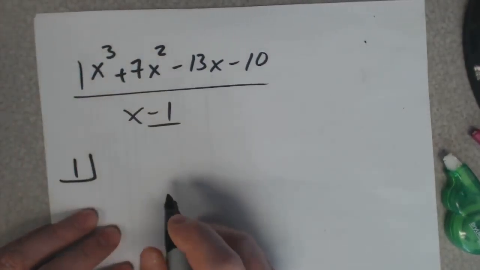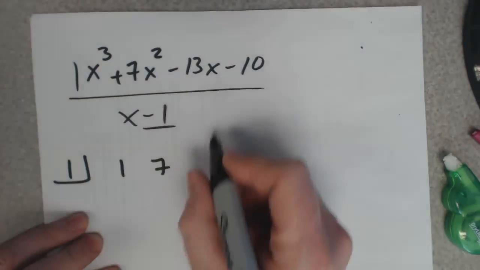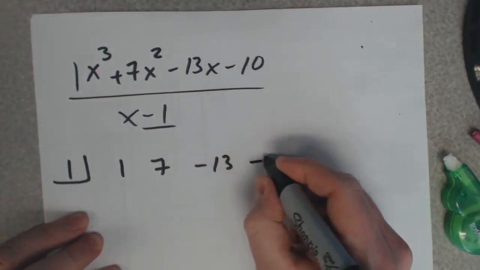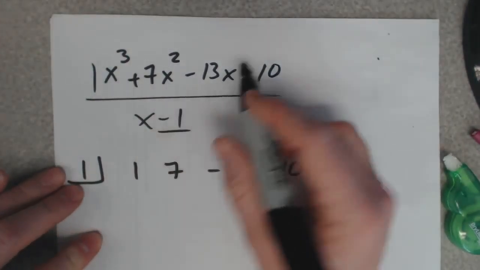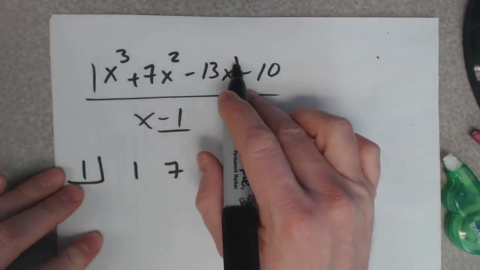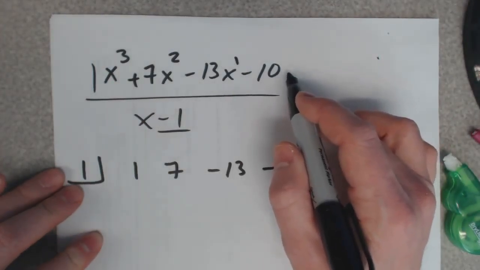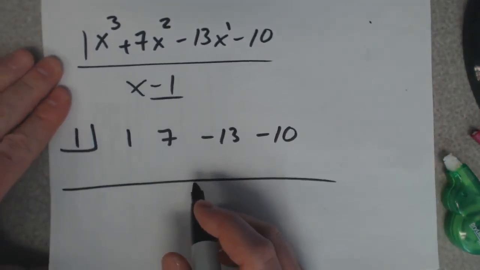And then I take each coefficient. So there's a 1, a 7, a negative 13, and a negative 10. And you make sure your x's go down in powers: power of 3, power of 2, there's nothing there, so it's a 1, power of 1, and then power of 0, x with a power of 0 on it. So make sure that's all lined up.